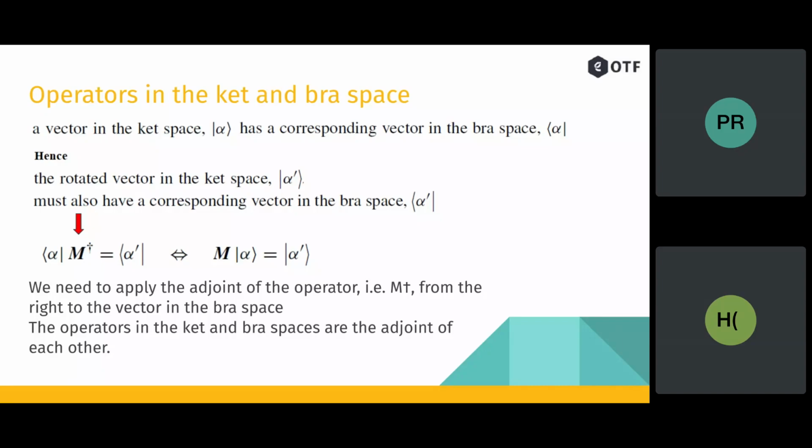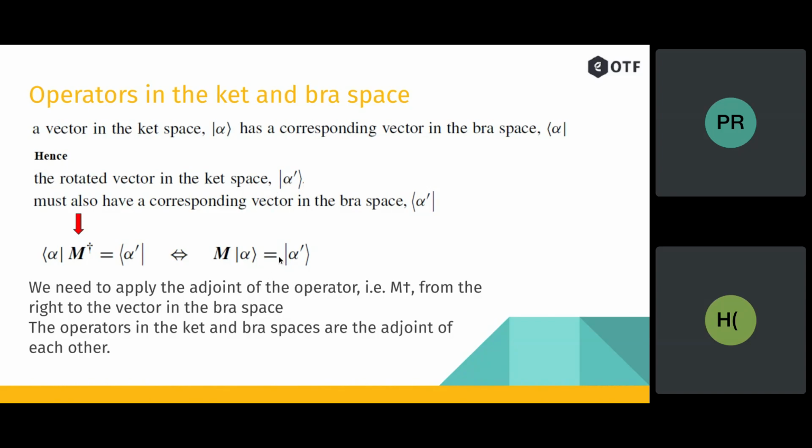So operators can be in ket and bra space, as I explained earlier. If you have alpha ket, then the corresponding bra space is bra alpha. So this is ket alpha, bra alpha, with a greater sign here and a less sign there, and that's a vector sign. So we can rotate. When we rotate in the ket space, we get a new vector alpha prime.